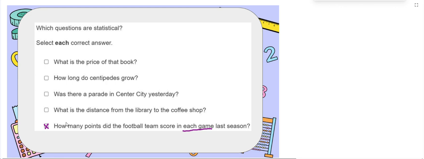Now, some of these could be questionable now that I'm thinking about it. If we go back to this one, it could be a statistical question because if we're just asking, like, in general, how long do centipedes typically grow, that's not a statistical question. But if we have a bunch of centipedes and we're trying to figure out how long they typically grow, then it could be because we could measure a bunch of centipedes and gather that data. So I'm actually going to change my mind and go ahead and select that one as a statistical question as well.